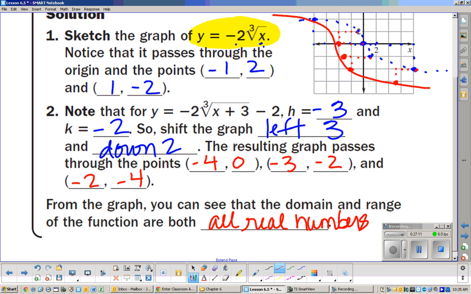Okay, you have a checkpoint. No, you have 2 checkpoints to do. Draw your graph, and please remember to list your domain and range. Go.